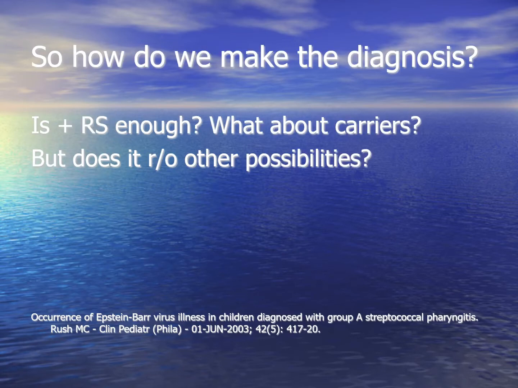So how do you make the diagnosis? Is a positive rapid strep enough? Well, are there people that have positive rapid streps all the time? Does it completely rule out other possibilities? Is it possible to have group A beta hemolytic strep and mono at the same time? Well, the answer to that is yes. How often does that happen? Maybe as much as 7 or 8% of the time. So we need to be really thinking about whether or not there's two things going on or whether there's just one.